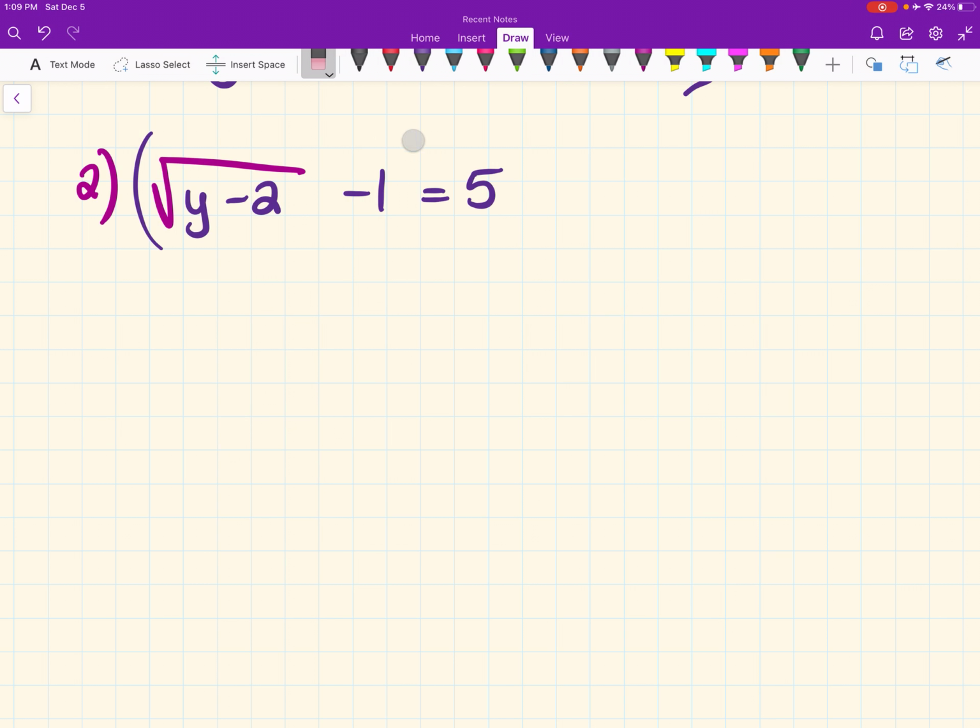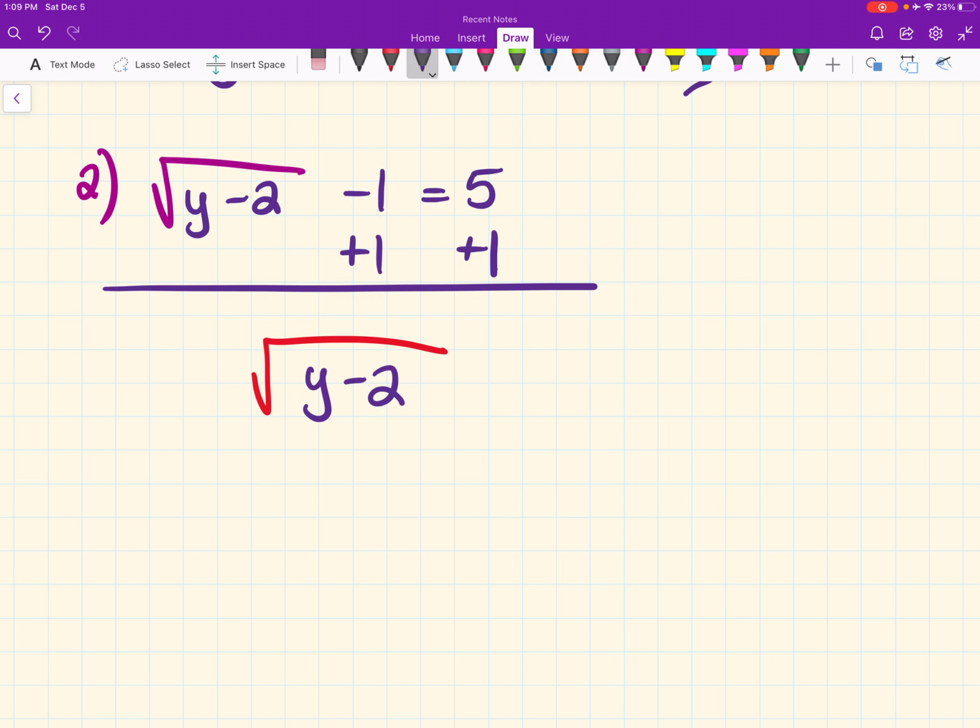We do not square or raise it to any power until the square root's by itself. So in this case, we need to add that 1 to get it over here. Legal move. You're allowed to do it. Add 1. Now we have the square root by itself.